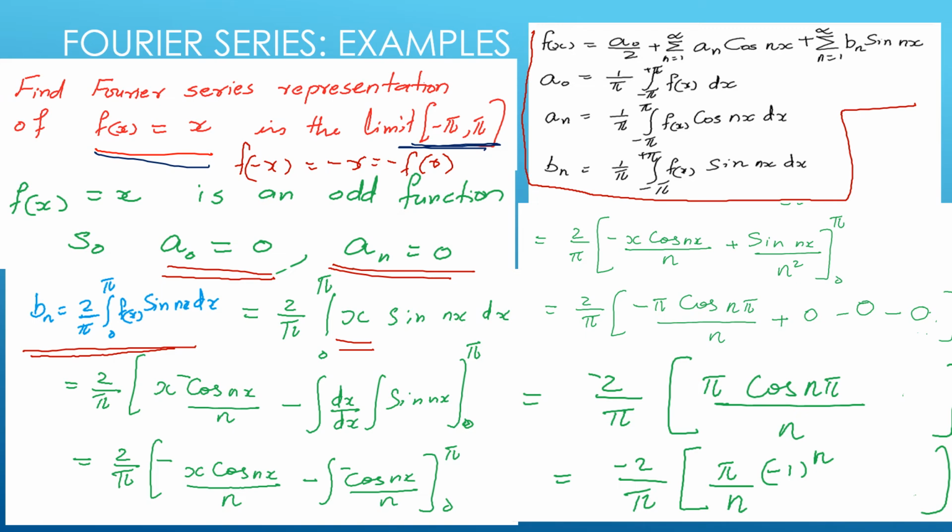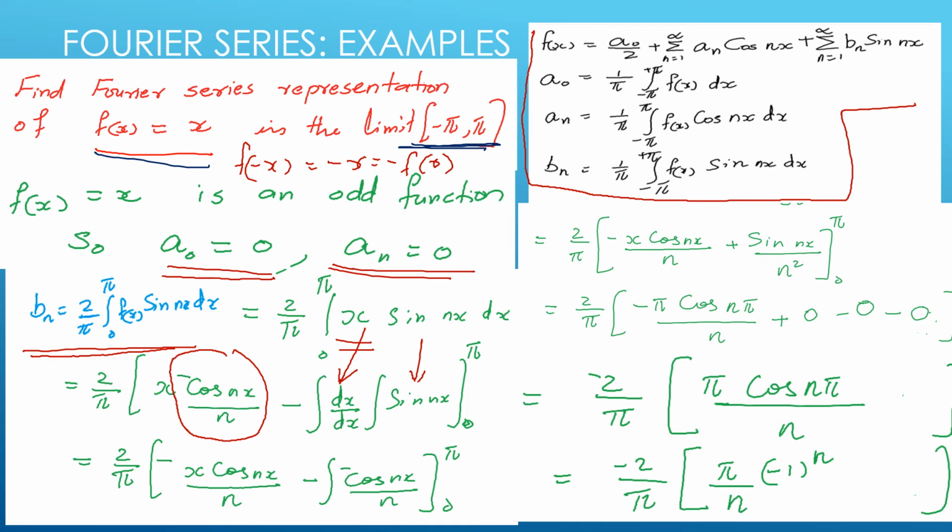x is the first function, and the integral of the second, sin nx, is minus cos nx divided by n, minus the integral of the differential of first, that is dx by dx equal to 1, into the integral of sin nx. Again continuing the integration: minus x cos nx by n, minus dx by dx is 1, integral of sin nx is minus cos nx divided by n. Again integrating this cos nx, it is sin nx divided by n. There is already one n, so n square comes. So 2 by pi, minus x cos nx by n plus sin nx by n square, limit 0 to pi.